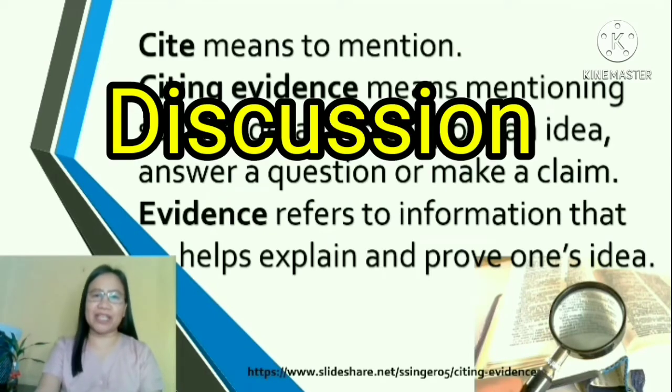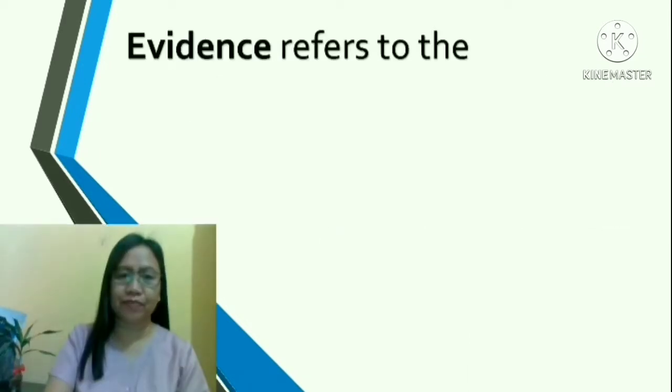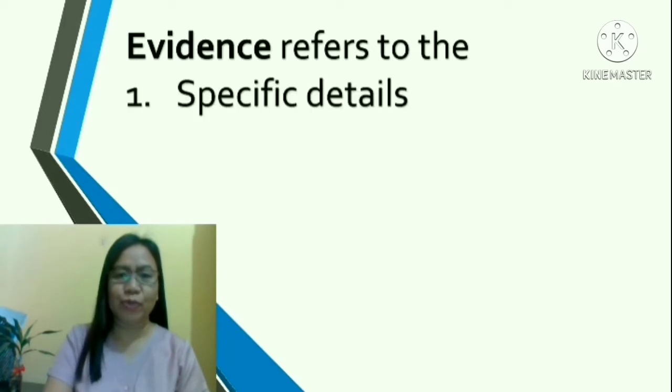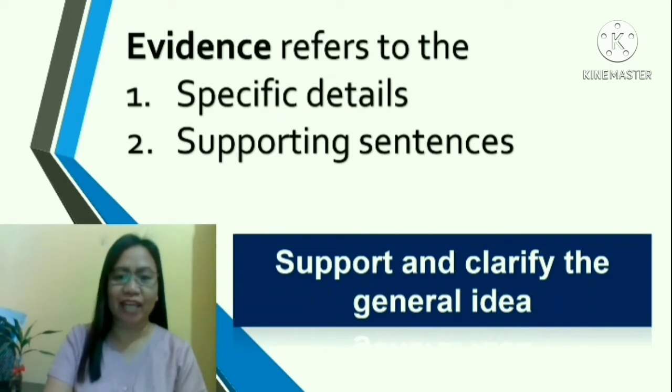Having analyzed those two examples, you already gained knowledge about the key concepts that are in focus in today's discussion. Cite means to mention. Citing evidence means mentioning specific details to support an idea, answer a question, or make a claim. Evidence refers to information that helps explain and prove one's idea. Evidence refers to the specific details and supporting sentences, and they support and clarify the general idea.